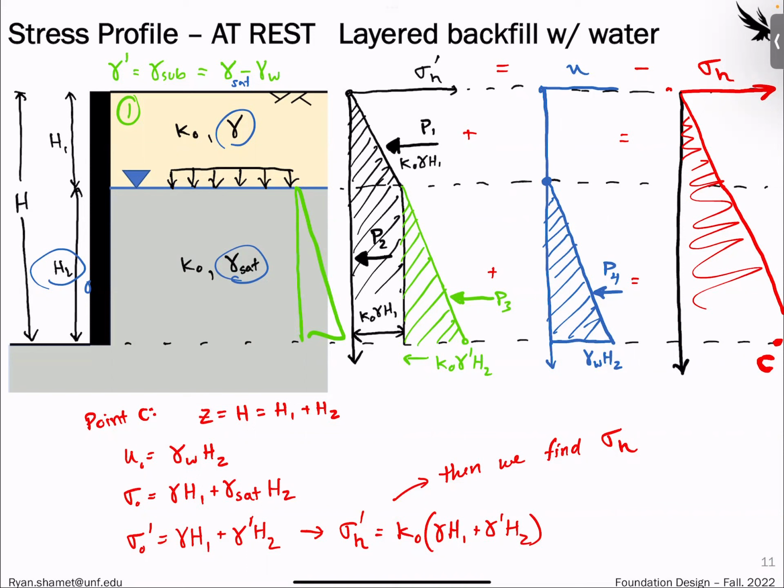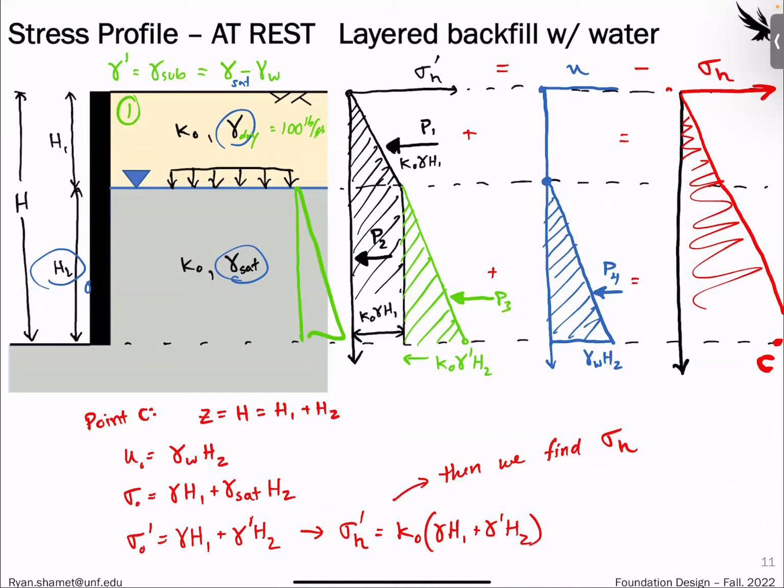Essentially, things have perceived weights that are different underwater than they are above water. So let's just use numbers. Let's say this is a dry unit weight at the top, and this is equal to 100 pounds per cubic foot.